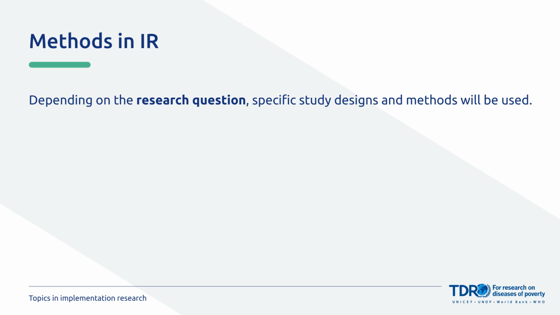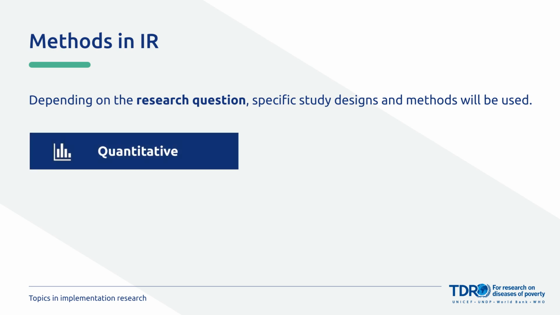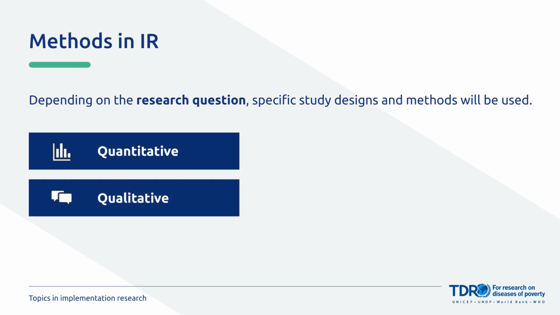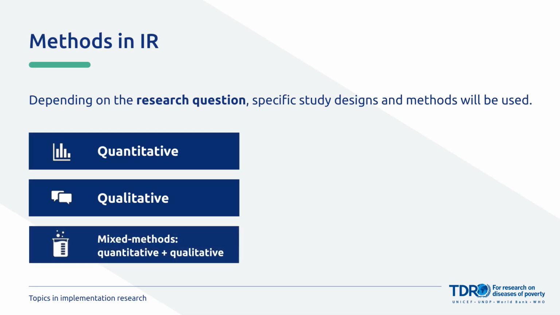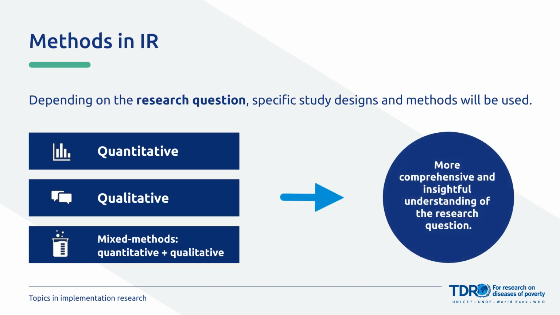In implementation research, we use both quantitative and qualitative methods. But sometimes using just one of these methods doesn't give us the whole picture. That's where mixed methods come in. Mixed methods combine quantitative and qualitative approaches to get a better understanding of the question we want to answer. It's like using a magnifying glass and a telescope at the same time.